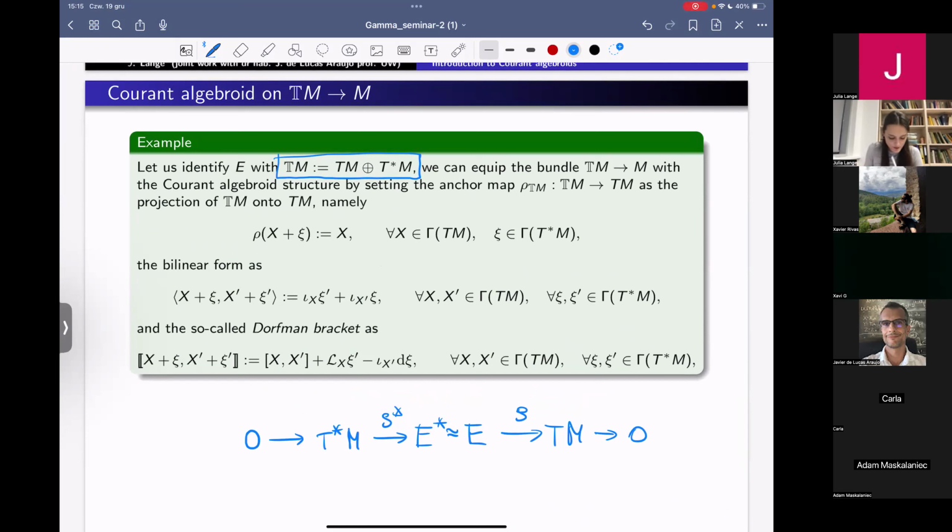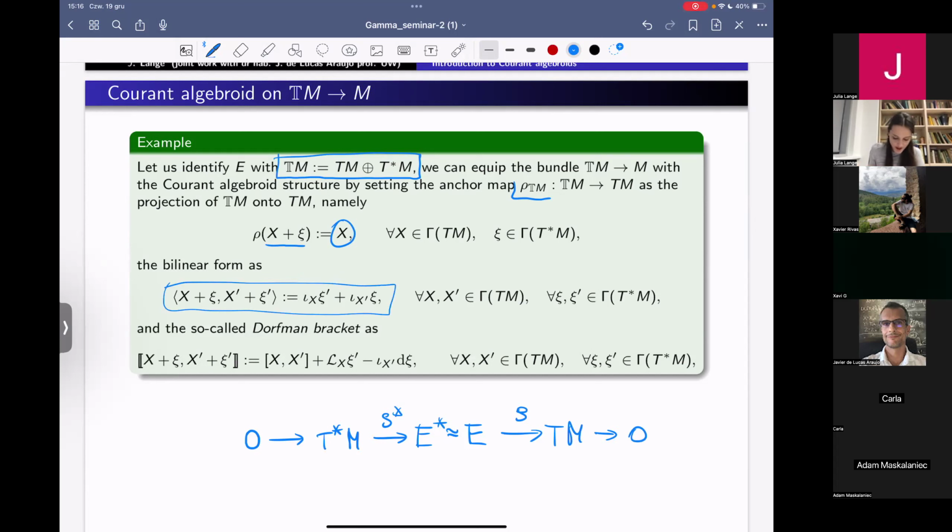Okay, so now let us build a Courant algebroid structure on this bundle. So here, the choice of anchor map would be just the projection on the first term of our elements in a generalized tangent bundle. So whenever we are given some vector field and one form, the rho just gives us this vector field. Okay, we define the bilinear form in the following way.